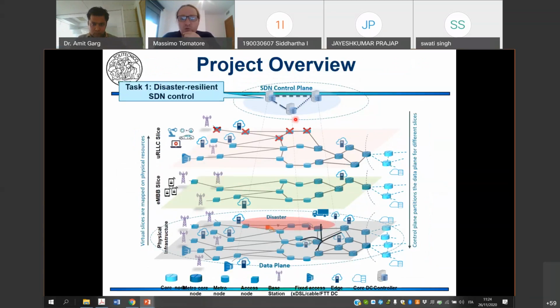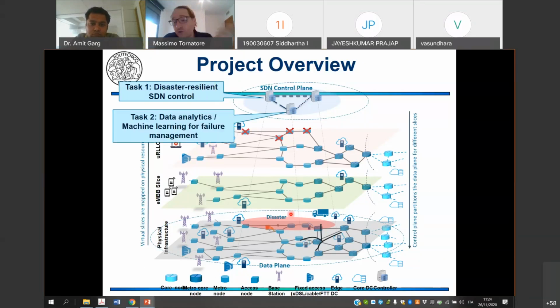For example, we have some publications and research on how to provide an SDN control which is disaster resilient. Most of our research is really focused not on small failures, but on large failures, disasters, as in this case, which cover several elements of the network. Then there is how you use machine learning. Now everybody talks about machine learning, right? So how you use machine learning to perform protection.